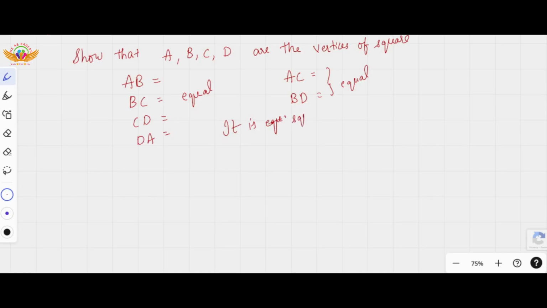Even if one side is wrong, it is not a square. Most of the times if they ask you to show that, for sure it will be equal and we will get a square. So do it properly and practice it.